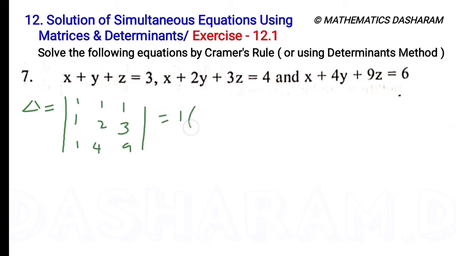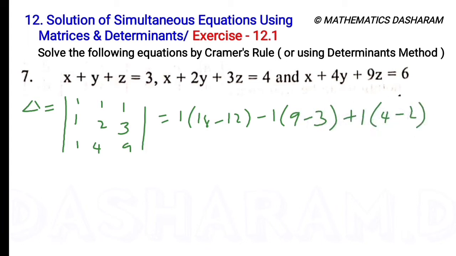Then find the determinant. 1 into 18 minus 12, minus 1 into 9 minus 3, plus 1 into 4 minus 2. 18 minus 12 is 6, and 9 minus 3 is 6. 6 into minus 1 is minus 6. 4 minus 2 is 2, 2 into 1 is 2. 6 minus 6 cancels, leaving 2. It is not equal to 0. Then the given system of equations is inconsistent.